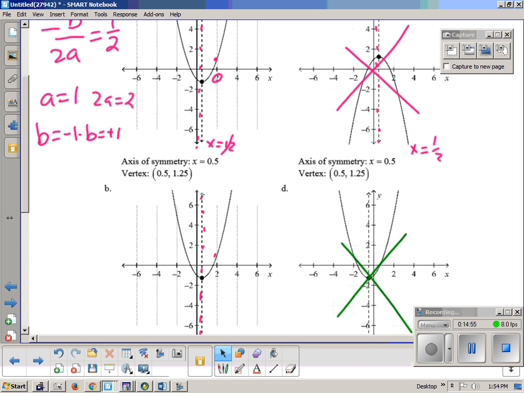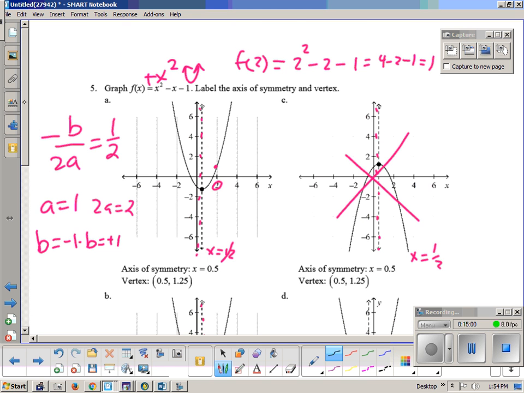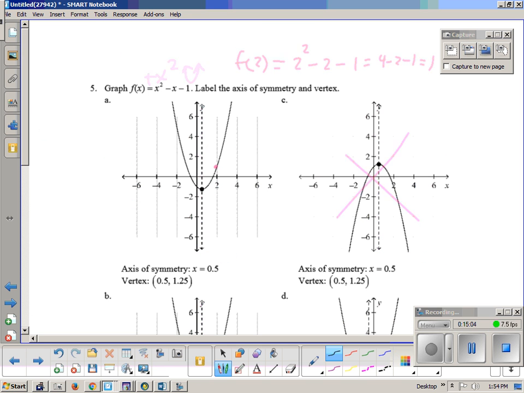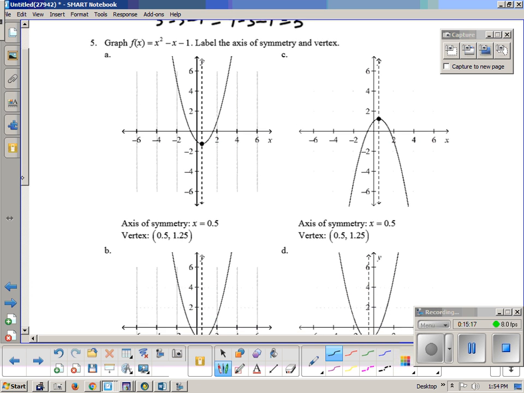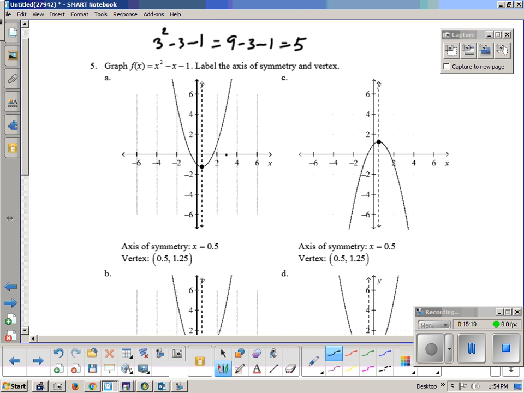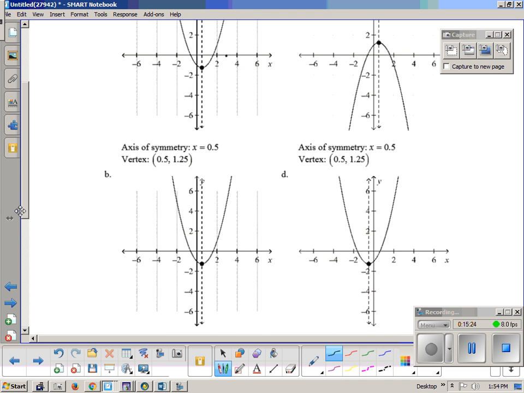Let's try 3 in there. So if we go to 3, and put a 3 in here. 3 squared minus 3 minus 1 is going to get me 9 minus 3 minus 1, which equals 5, I believe, right? Negative 4 plus 9 is 5. So which one of these has a 3 comma 5? That looks like that one does. Does this one have a 3 comma 5? Oh, this one does also. So these two graphs are the same answer.